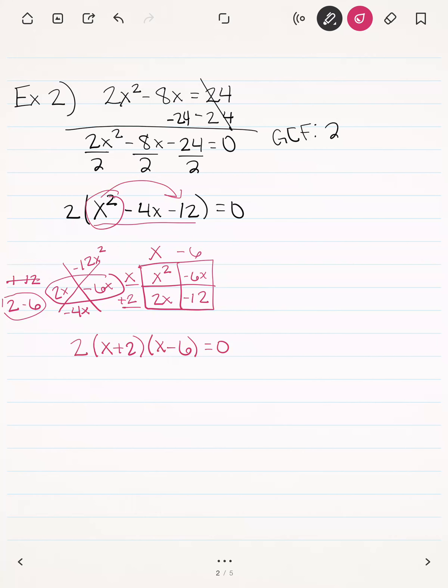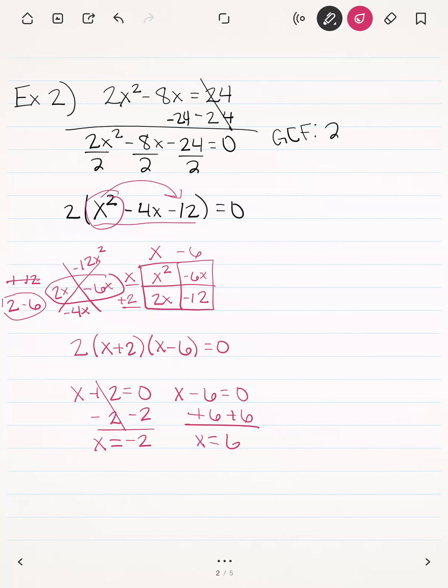They're set equal to 0. Now that I have it factored out, I can set each factor equal to 0. I don't have to worry about the 2 because it does not have a variable. So I do x plus 2 equals 0, and x minus 6 equals 0. For this one, I need to subtract 2 from both sides. When I do that, the 2s cancel out. I'm left with x equals negative 2. Then here, I need to add 6 on both sides. So I get x equals positive 6.